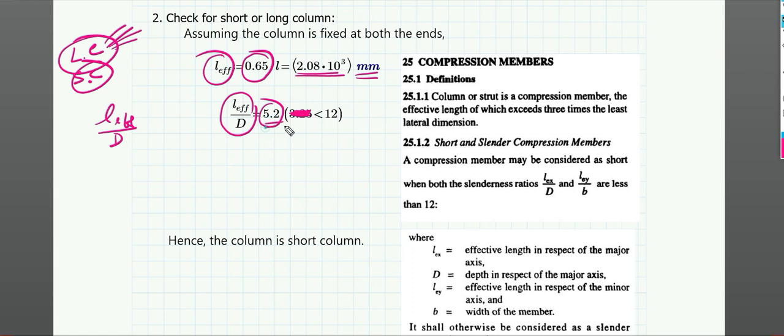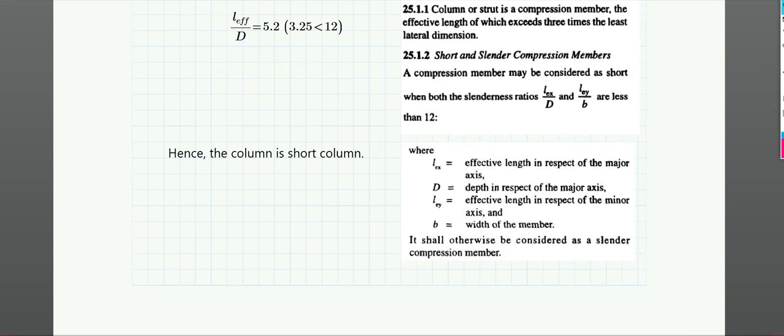As this is less than 12, as per clause number 25.1.2, if this comes to be less than 12, then it's a short column, right? This is a short column. I hope you have understood.